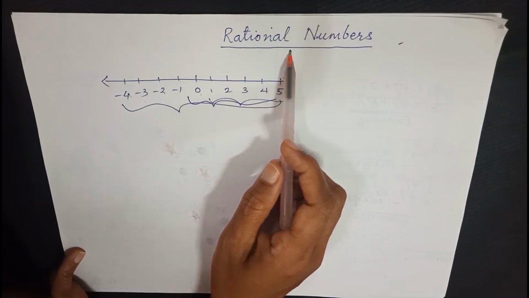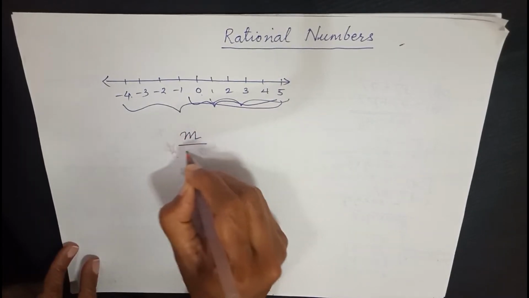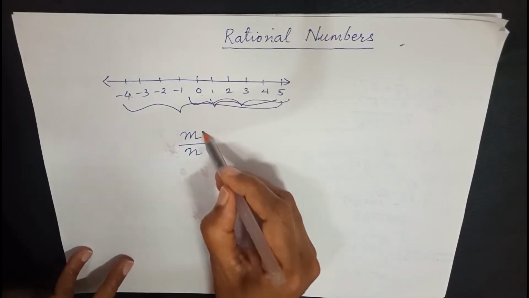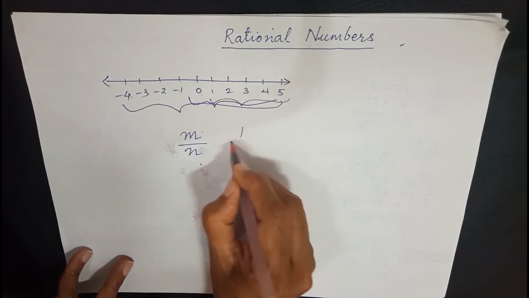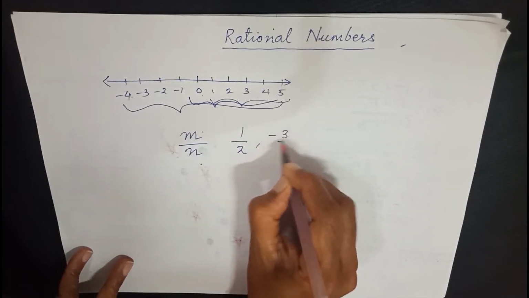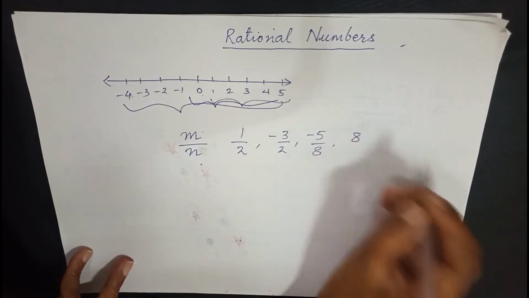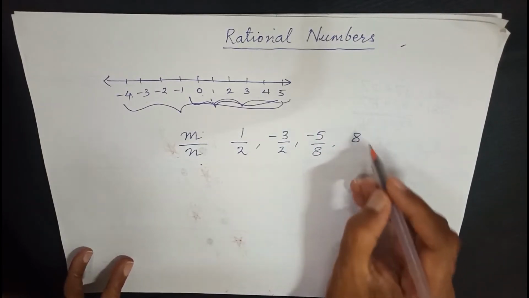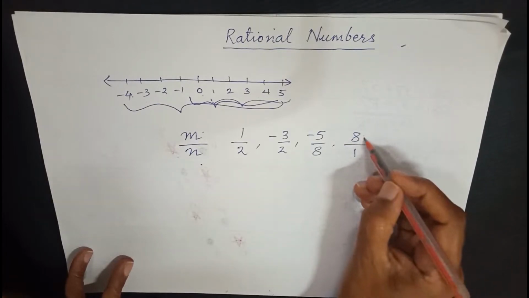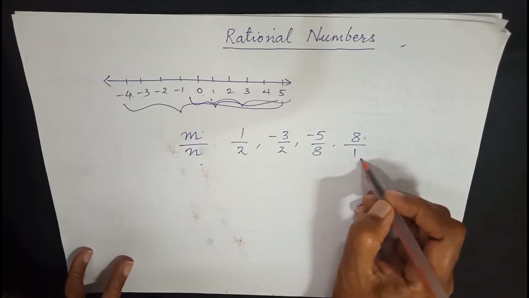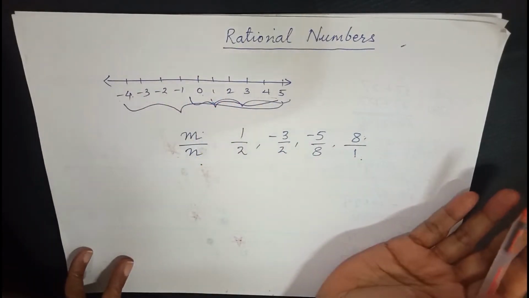Then what are rational numbers? Rational numbers are those numbers which are represented in the form of m upon n, where m is the numerator and n is a denominator. Any number, for example, 1 upon 2, minus 3 upon 2, minus 5 upon 8, or even simply 8 is a rational number because any number can be represented with a denominator 1. So you can see it becomes in the form m upon n. So every number on the number line also is a rational number.